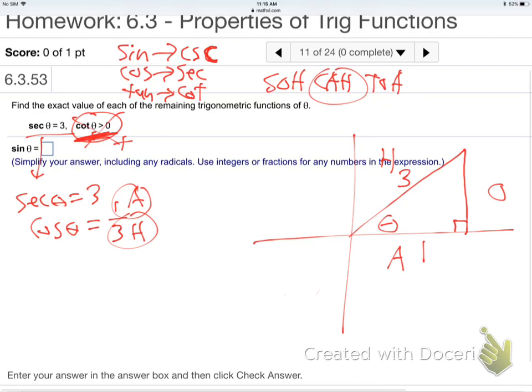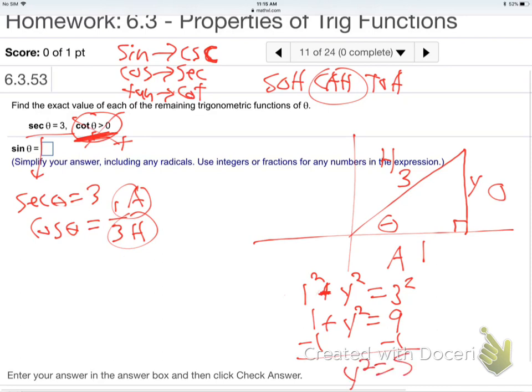Good there so far? So now we find the other side, call it y or whatever you want, with the Pythagorean theorem. So 1 squared plus y squared equals 3 squared. 1 plus y squared is 9, subtract 1. Y squared is 8. So that means y is the root of 8. Y is 2 root 2.